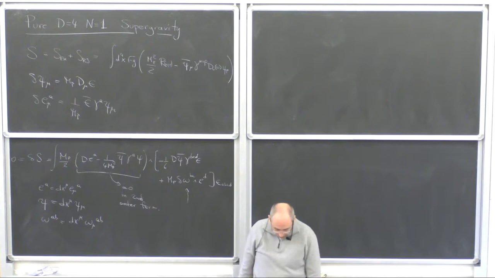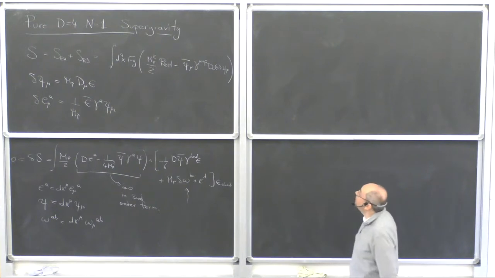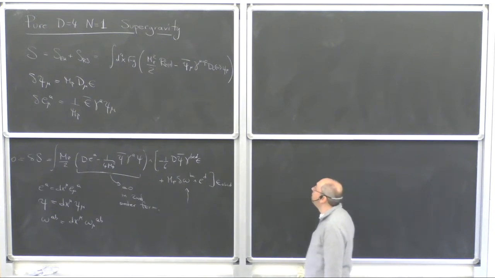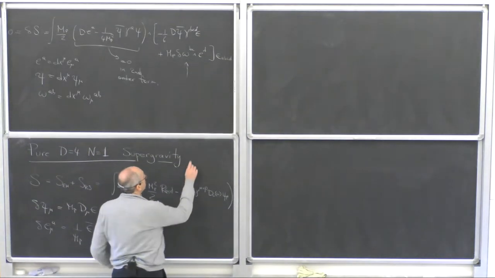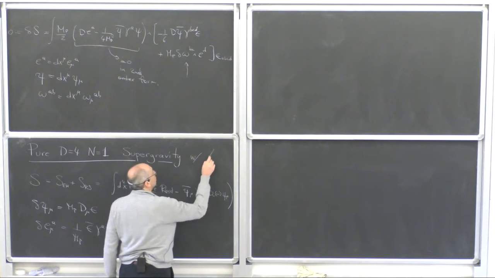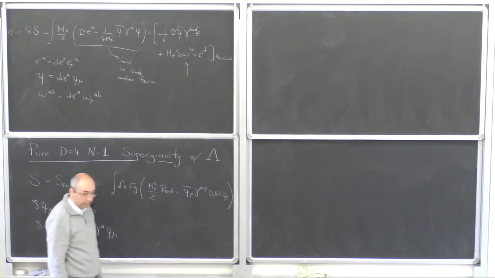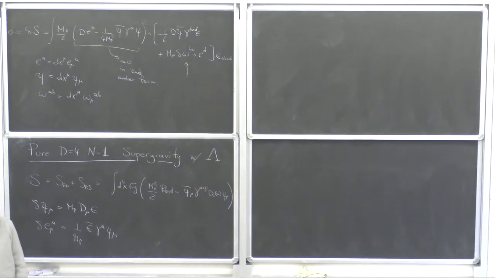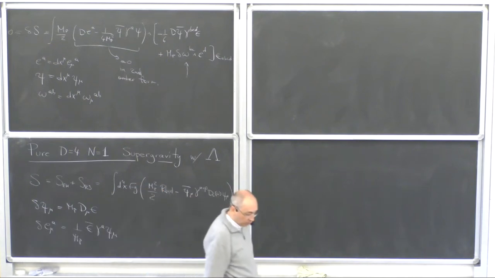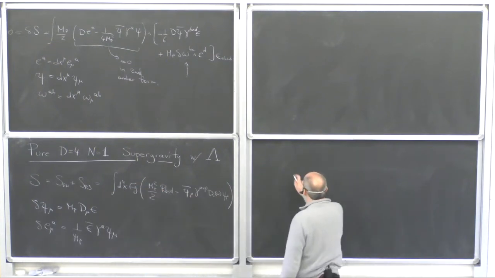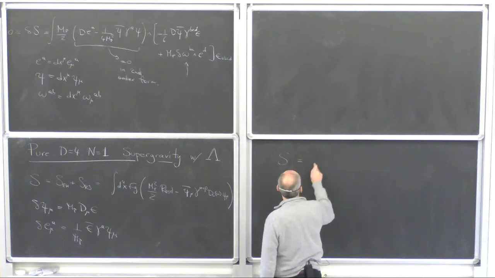So this closes essentially the discussion of the pure supergravity without a cosmological constant, because now what I want to do is to add a cosmological constant. Okay? So I don't want to add matter yet, but I want to see if I'm able to write supergravity with a cosmological constant. It's the same thing if you consider standard Einstein gravity.